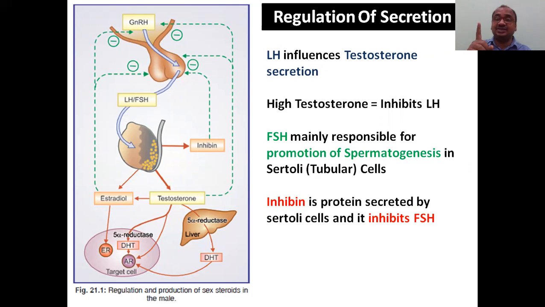Okay, Leydig cells secrete the testosterone. Sertoli cells produce the sperm. Sperm is different, testosterone is different. Testosterone is a hormone. Inhibin is a protein which is secreted by the Sertoli cells and inhibits the follicle stimulating hormone. The name itself indicates inhibin, inhibition. It is a protein secreted by the testis only, by the Sertoli cells. Sertoli cells have spermatogenesis as well as inhibin.